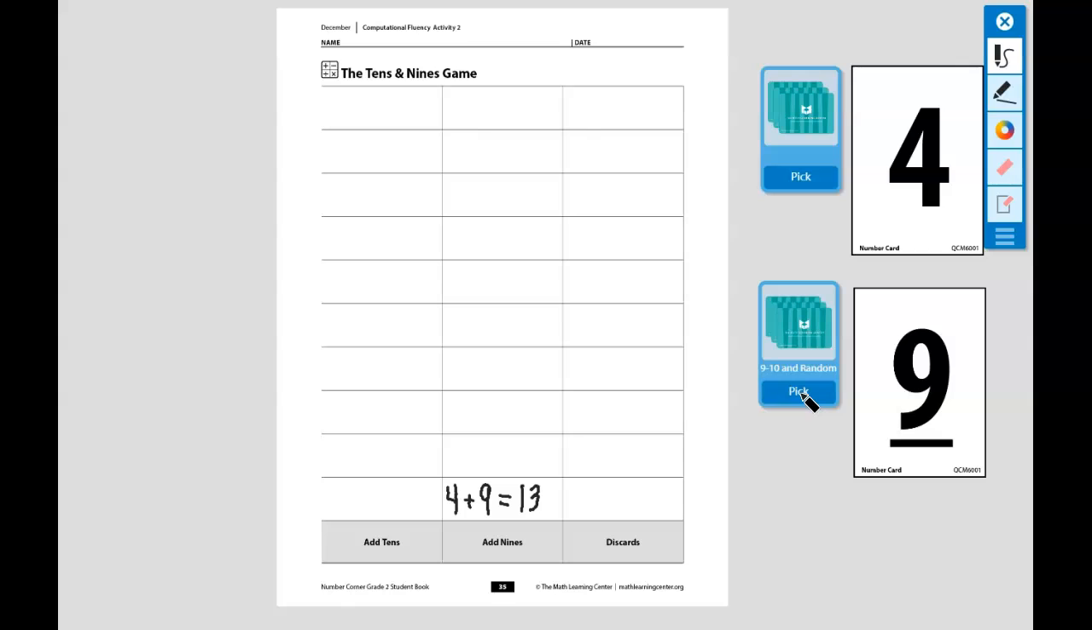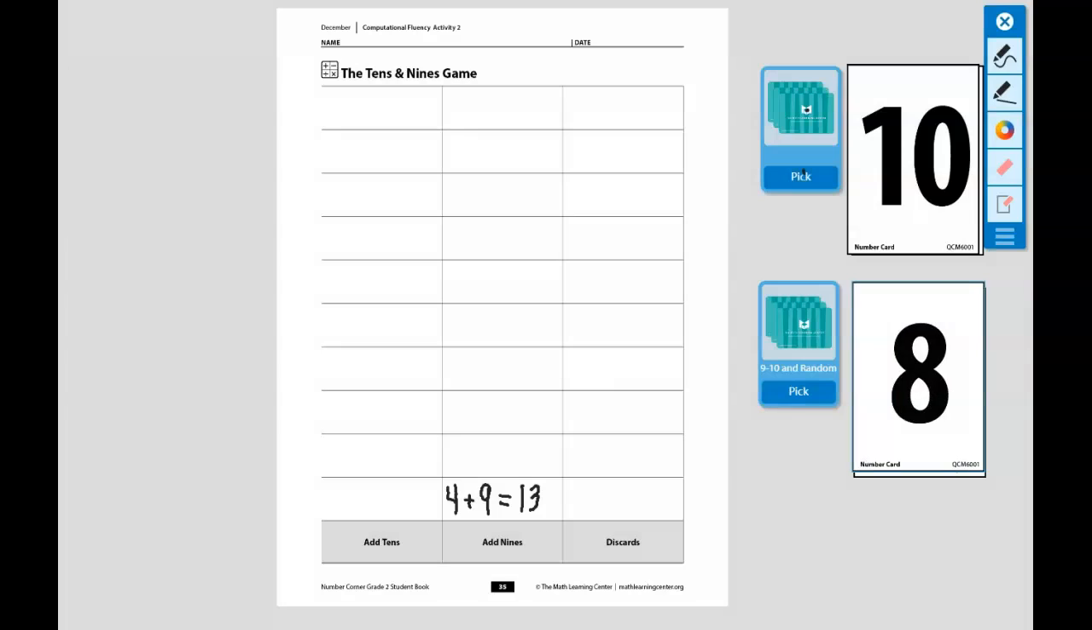So we'll pick from our first deck, sorry. Oops. And we've picked a 10. Let's pick from our second one. We've picked an 8. Now, can you tell right away if this is an add tens fact, an add nines fact, or a discard? Thumbs up or thumbs down if you can tell right away. Oh, big thumbs up. We can tell this is an add tens fact because my top card is a 10.